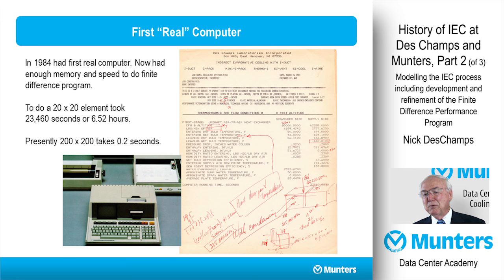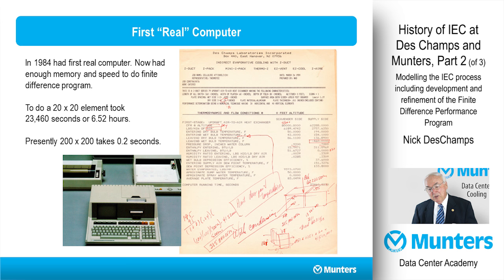Now I'm going to give you these numbers to let you know what we're up against. A 20 by 20 element, as you know, it's a finite difference, divides your heat exchanger up into a lot of smaller heat exchangers. A 20 by 20 element, that's 400 little heat exchangers, took 23,460 seconds, or 6.52 hours to make a run. So we developed it, and it worked fine. It just, you had to do it before you went to bed at night, and you had the answer when you got up in the morning.